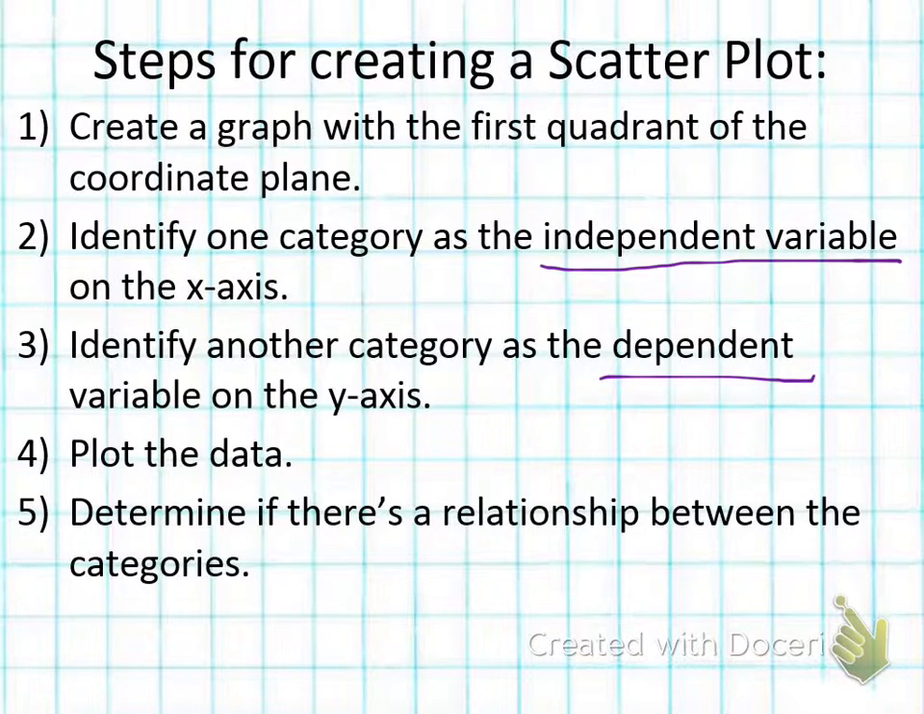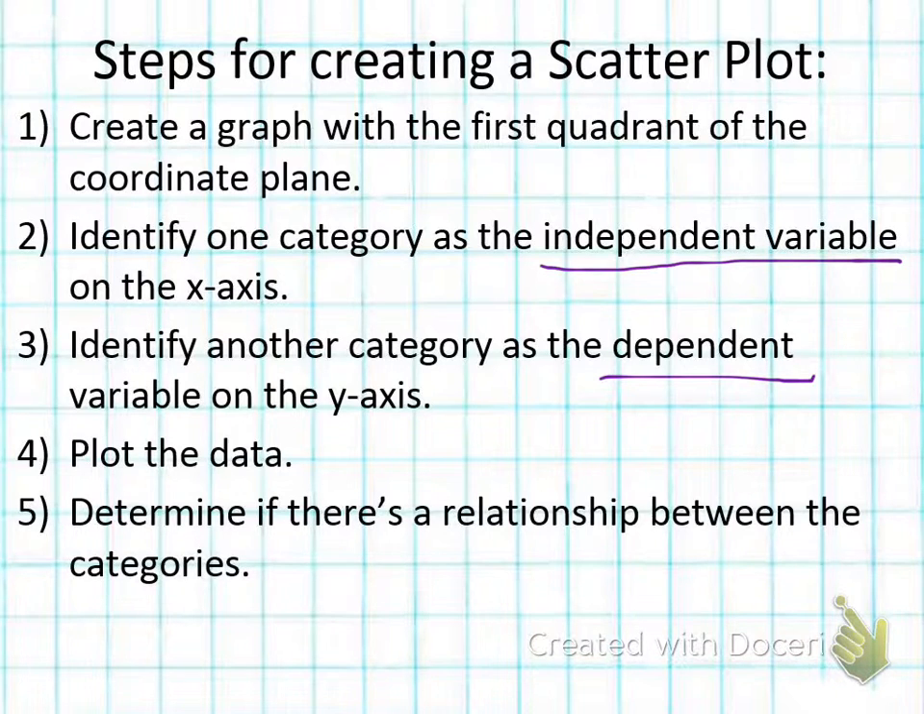So for the example, we had study time and test score, right? It makes sense that the test score depends on the study time, right? That's kind of what we're hoping to show. So that's what we would expect, right? Is that the test score depends on the study time. Okay, so since the test score is the dependent variable, that goes along the y-axis. And then since study time is independent, that goes along the x-axis.